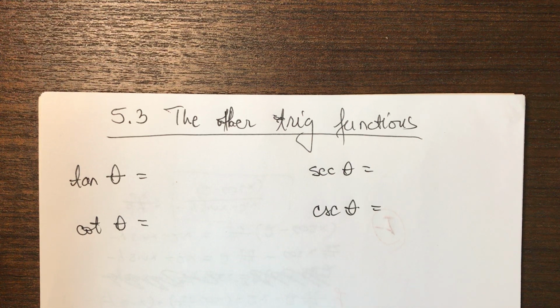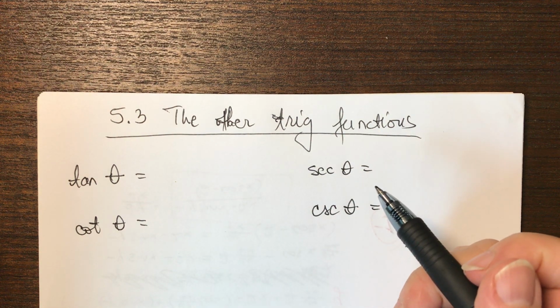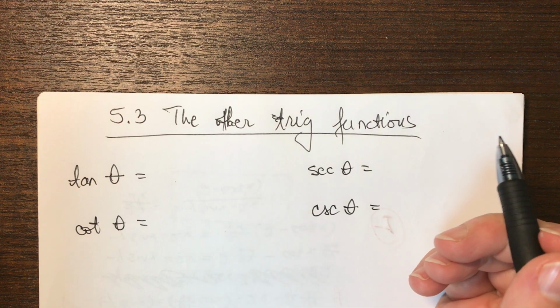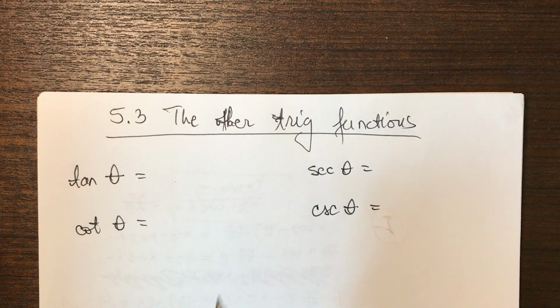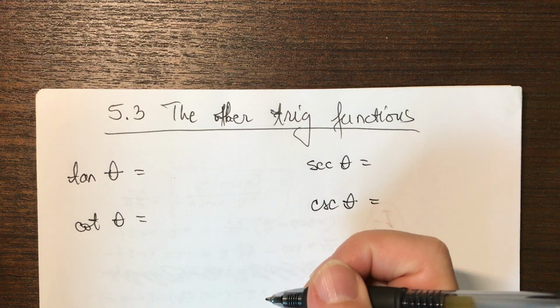Alright class, welcome to section 5.3, the other trigonometric functions. Sine and cosine definitely are the main trig functions, the ones that we'll be using mostly. But there's more. In fact, there are 6 trigonometric functions. I have learned of them, but we're going to go over them nonetheless.